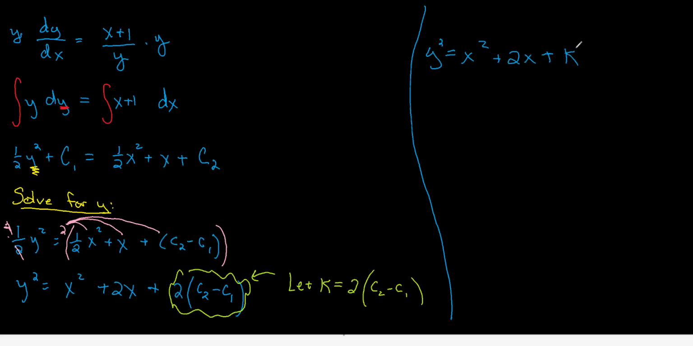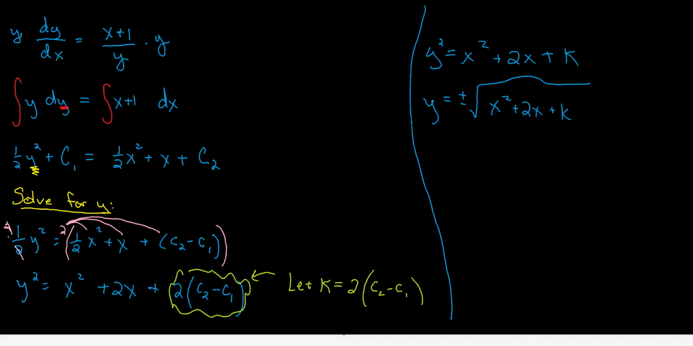Solving for y, I need to take the square root, and I need both the positive and the negative square root. So I've got y equals plus or minus the square root of x squared plus 2x plus k. And that's my solution to the differential equation.